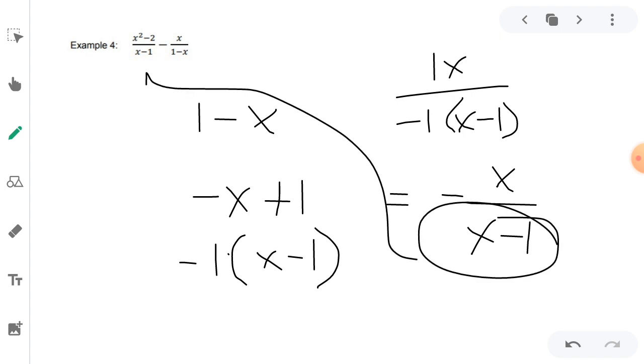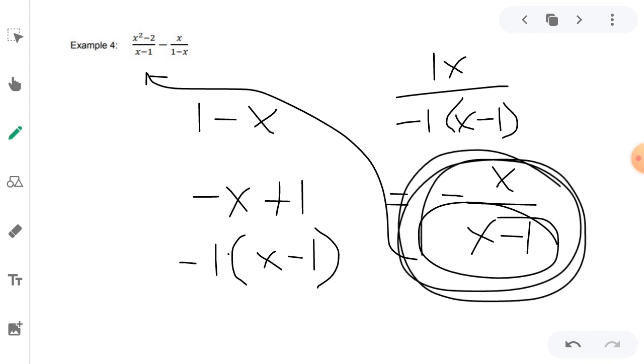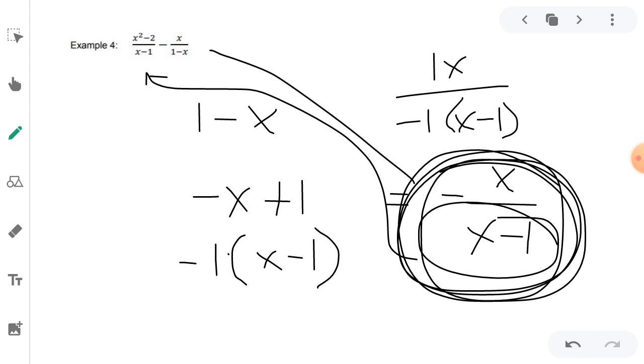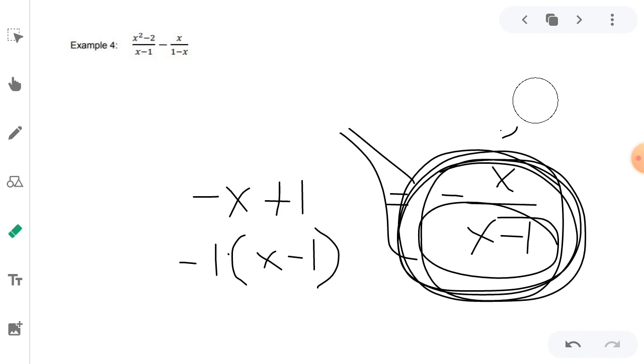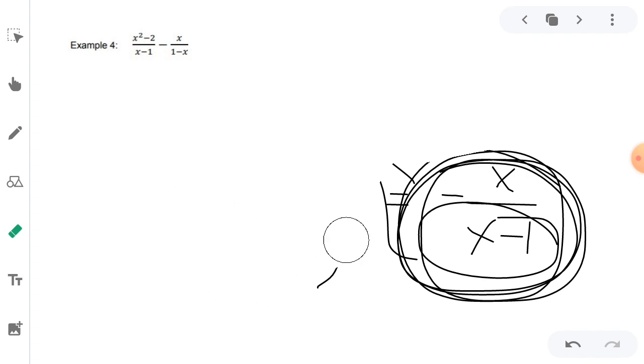Magkaparehas na sila ng denominator. And then, what is the next step? So, kapag nakuha na natin ito, itatabi na natin siya sa ating original equation. So, ang mangyayari ay magiging ganito na siya.